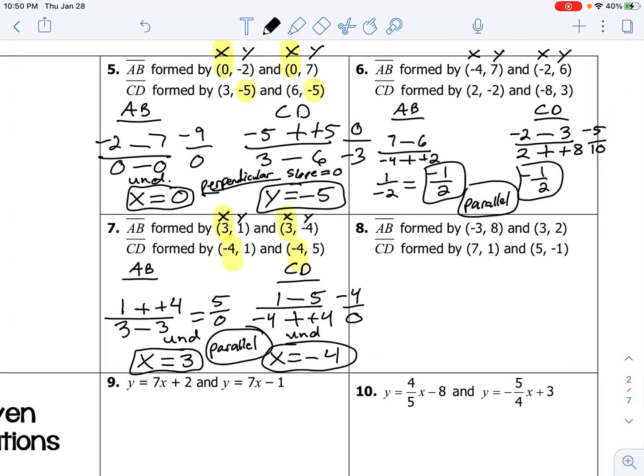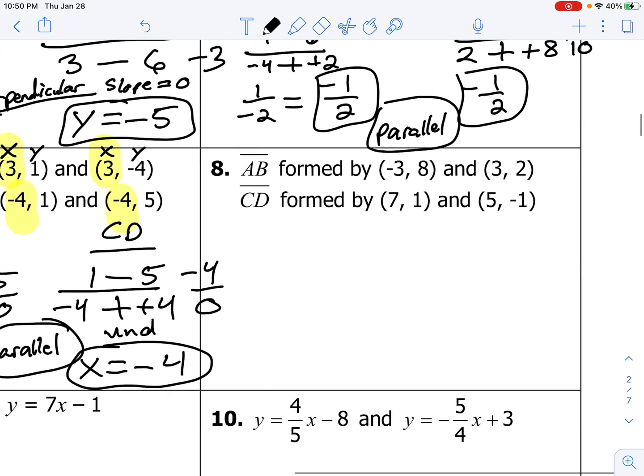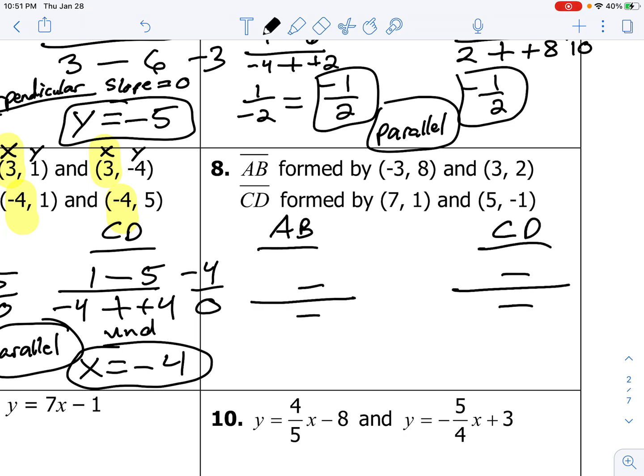All right, last one. So again, it works the same way. You've got your line AB and your line CD. Here are your two setups. And I'll go ahead and erase this line right here to give us a little bit more room. So here's my X, here's my Y, my X and my Y. So the top two ordered pairs first, drop my Y's down on top for AB. So 8 and 2. Drop my X's on bottom, -3 and +3.